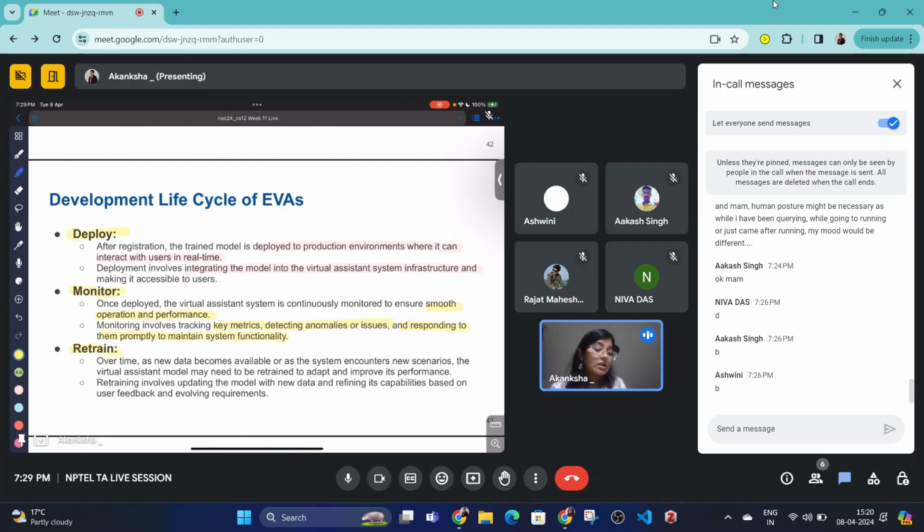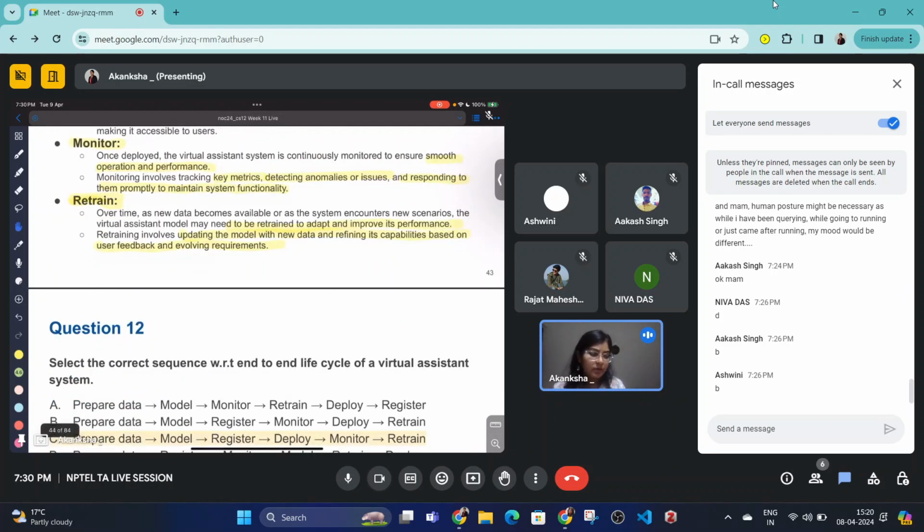Then comes the retraining part. Suppose we are facing some issues regularly. Then we realize that, oh, this needs some modifications. So new data becomes available, or as the system encounters new scenarios, the virtual assistant model may need to be retrained to adapt and improve its performance. Then retraining includes updating the model with new data and refining its capabilities based on user feedback and evolving requirements. For example, if you see ChatGPT, they keep releasing new versions. So they are including new data for training, and every time, like GPT 3.5, GPT 4, like that.